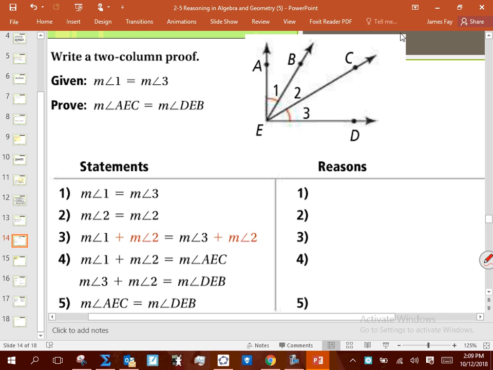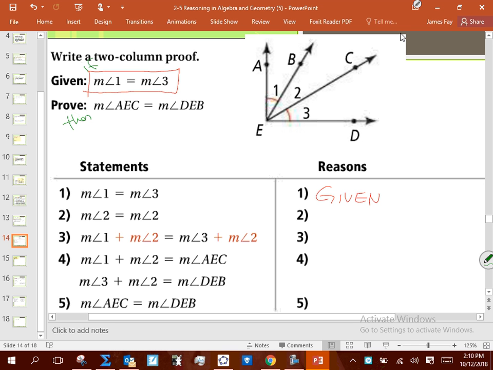Okay? First one is to write down our given. So that's our given information. We have to start with something. That's the if part of some true conditional. And really, guys, if I asked you to write this as a conditional statement, you'd say if measure of angle 1 equals measure of angle 3, then measure of angle AEC equals measure of angle DEB, right? That's the if-then statement that our proven and given came from.